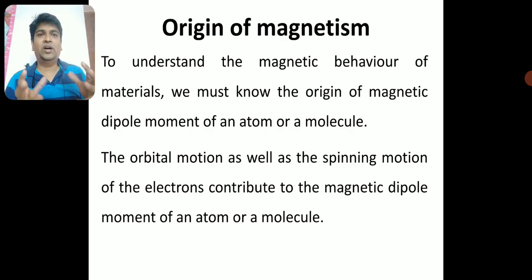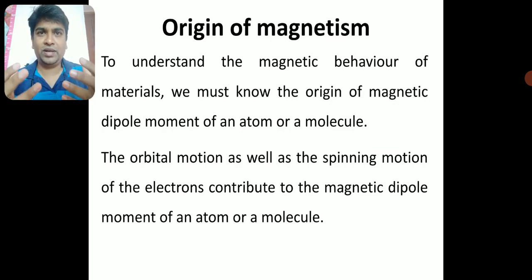So we must know the origin of magnetic dipoles of atoms and molecules. Take for example a magnet. Why is this magnet behaving like this? Why is it producing a magnetic field? To know that, we need to understand the origin of this, and the behavior of these magnetic materials.